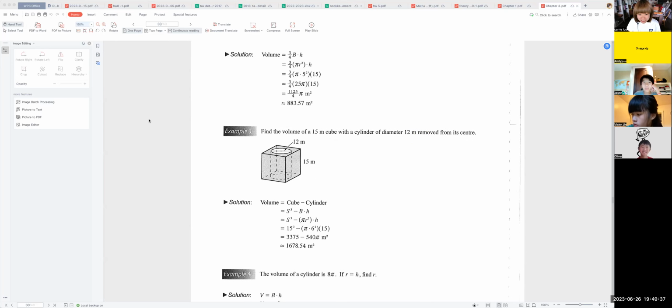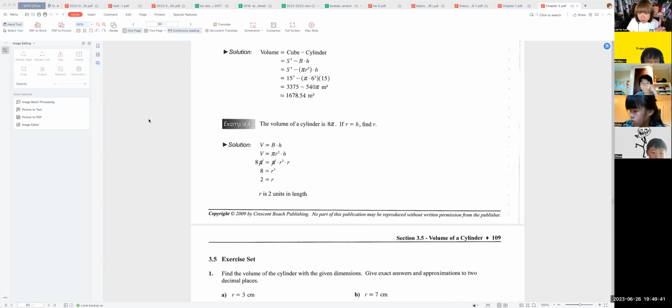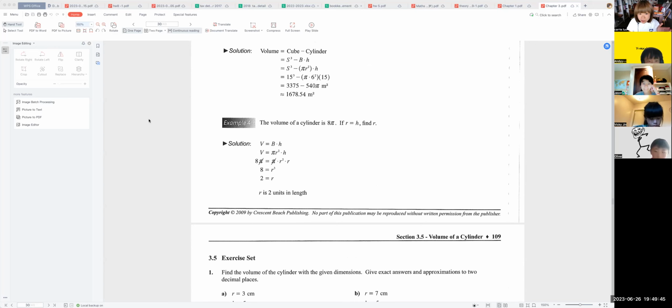Okay, so let's take a look at the next one. The volume of a cylinder is 8 pi. If the radius equals the height, find the radius. Okay, so let's take a look at this one. This question has no graph at all, right? You see? Okay, how do we do it?